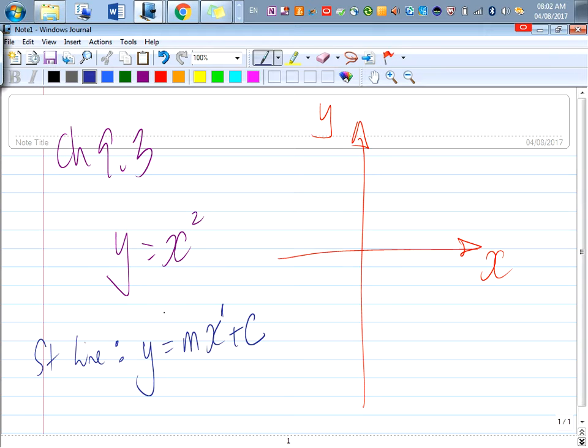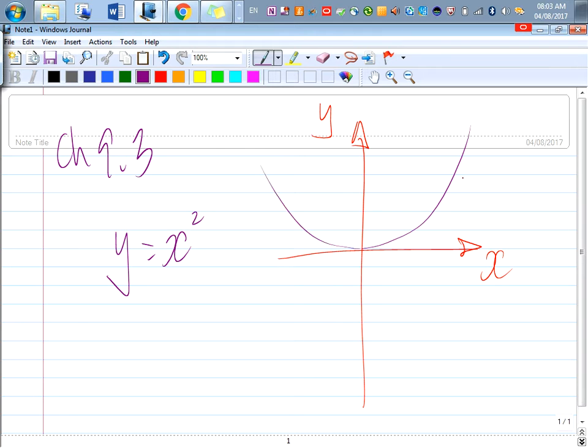What is the shape of this graph? Curve. What sort of curve? Yes, parabola opening upwards, looking like this. So this is y equals to x squared.